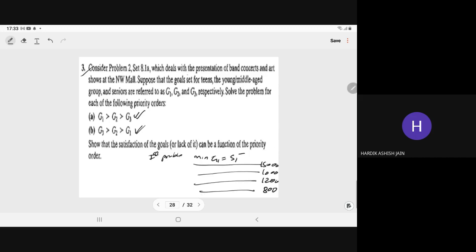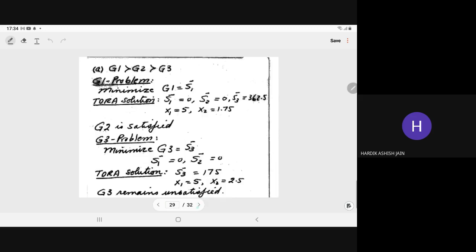Whatever the optimal table, in that you have to apply the minimize of the G2, S2 minus. Then you have another optimal table, in that you have to apply minimize G3 is equal to S3 minus. So whatever the method I have taught you during the post optimal analysis, here first you have to compute the optimal table, in that you have to make the changes. So you will get the solution.